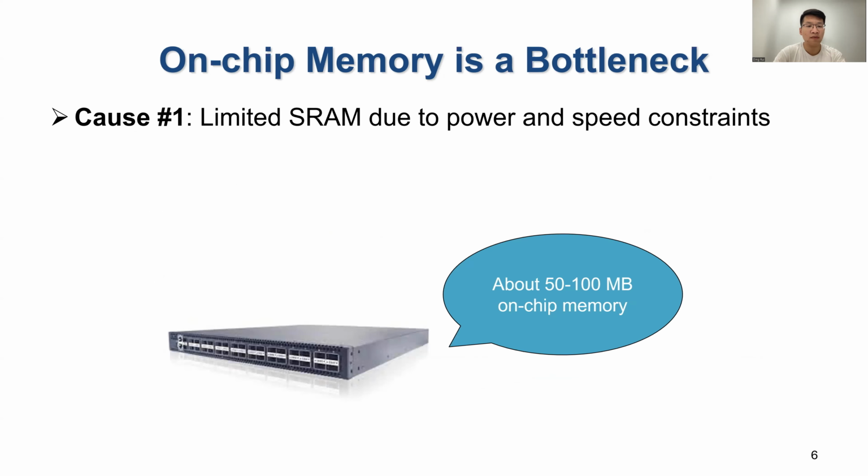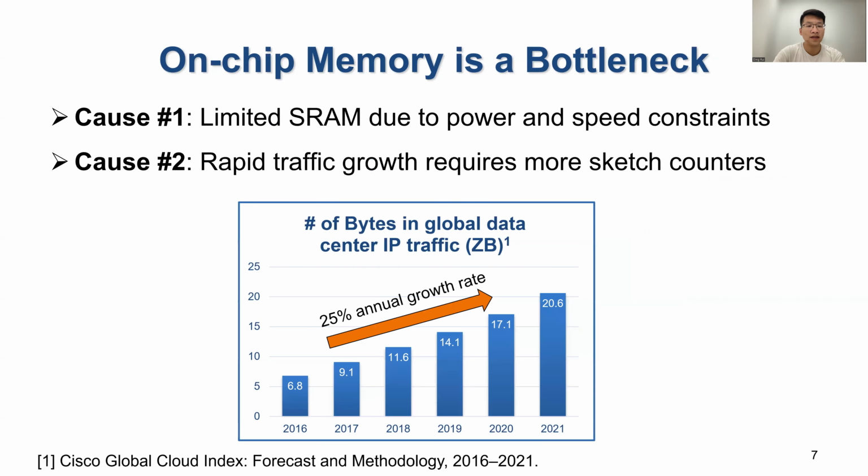However, on-chip memory becomes a bottleneck for sketch deployment nowadays. There are three causes. First, high-speed switches have limited RAM due to power and speed constraints. The equipped memory is typically within 100 megabytes. The second cause is the rapid traffic growth. According to Cisco, there is a 25% annual growth rate in global data center IP traffic.